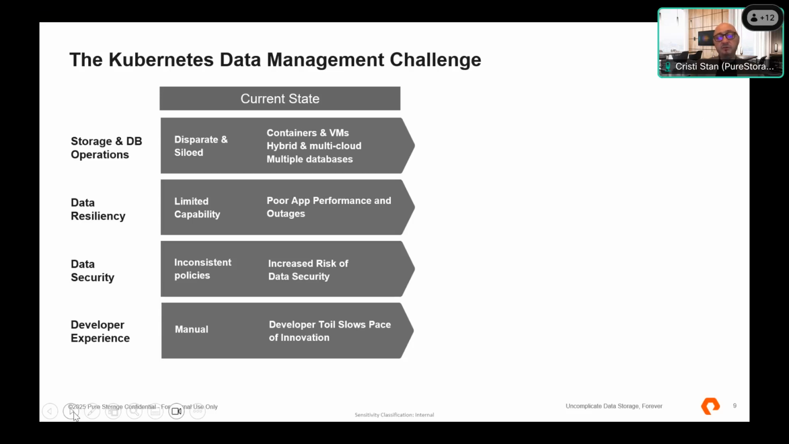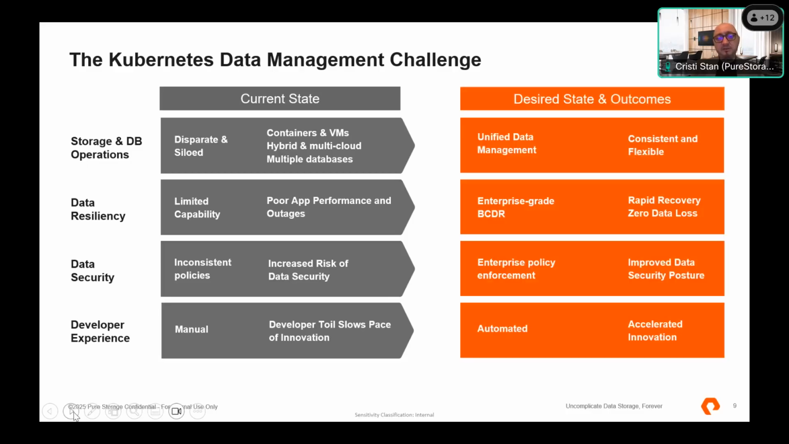And of course, we are also talking about developer experience. Developers usually should not care about what is happening inside the platform. They just want to consume the resources, and they want to do it in a very automatic way, right? They don't want to do anything manual. So the desired state is to have unified data management, to be able to build solutions capable of disaster recovery and data availability, right? Zero data loss, which is important because if I'm moving a critical database to Kubernetes, I need to be sure I'm not going to lose or corrupt data.